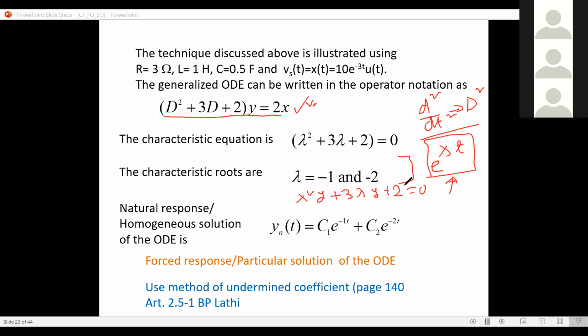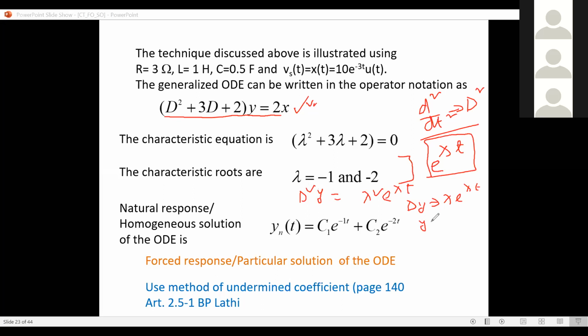Or not y, actually it will be equal to e to the power lambda t. Okay, let me erase it. It is not y. It will be equal to what? Because your d2y would be equal to lambda square e to the power lambda t, isn't it? Yes, sir. And your dy would be equal to lambda e to the power lambda t.